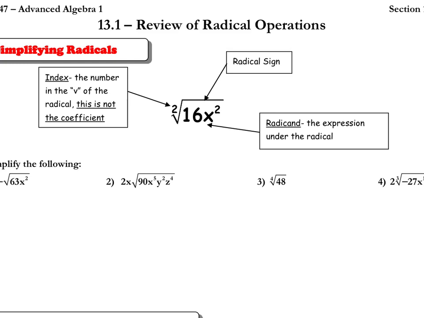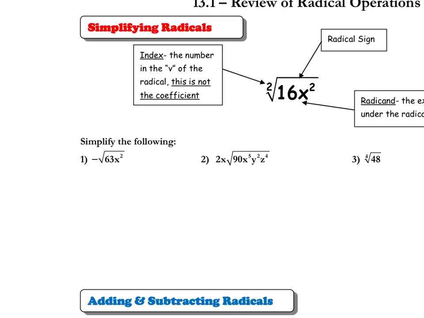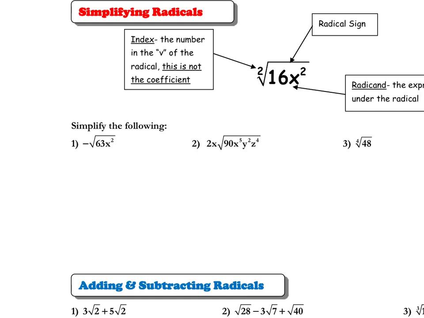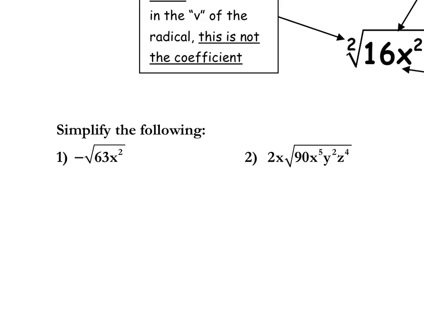So if you recall, this is a radical symbol. And then this number right here is the index. Remember that this is not a coefficient. Okay, and typically if it is 2, we don't see it there. And then the radicand is what's underneath the radical. Okay, so when we're simplifying radicals, we have to pay attention to what the index is. So in this example, the index is going to be a 2 here.